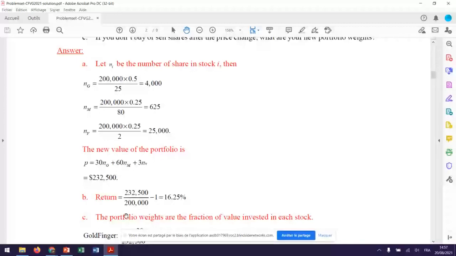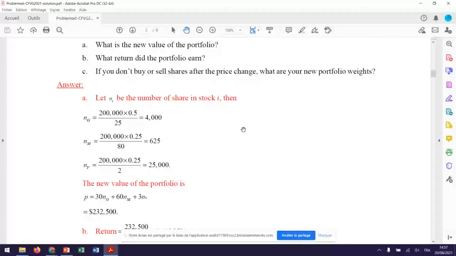So if you calculate the return the portfolio did earn, the total value of the portfolio at the beginning of the period is 200,000. The value right now is 232,500. This means you earn 16.25%.